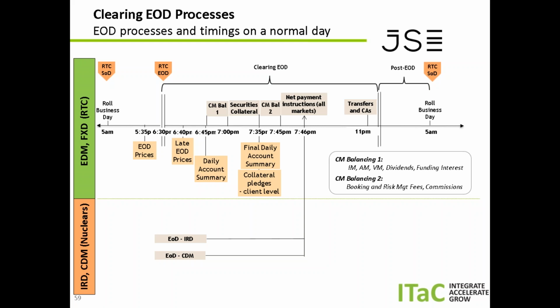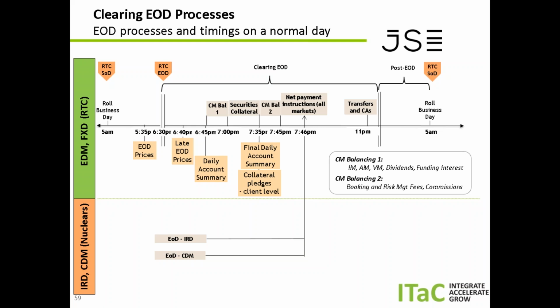Okay. So when we work out the net payment instruction for the equity derivatives and the currency derivative market, we would then get the settlement instruction from the IRD and commodity derivative markets and include it in that payment instruction. So by 7:46, if everything goes well, we should know what needs to be paid the next day.